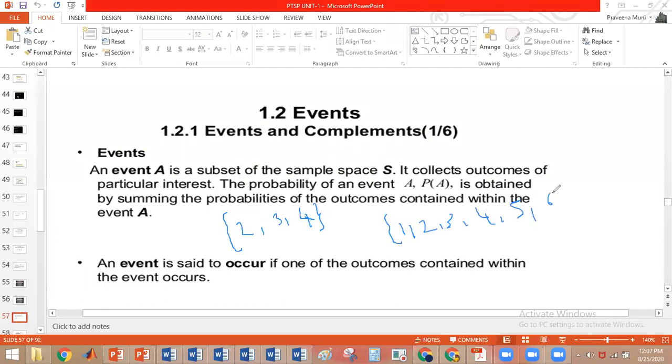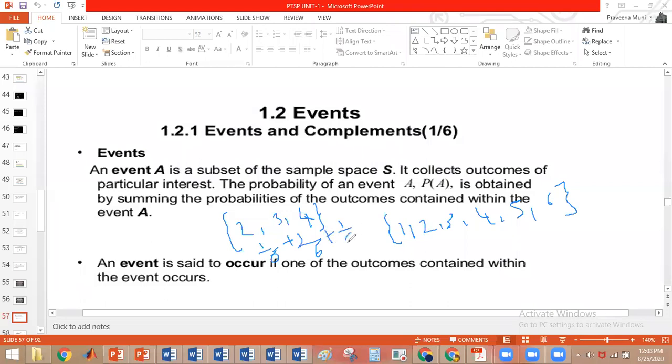Now, what will the probability of this particular event be? What is the probability of 2 here? All the outcomes are equally likely, so what is the probability of getting 2? It is 1 by 6. The probability of getting 3 is also 1 by 6. The probability of getting 4 is also 1 by 6.